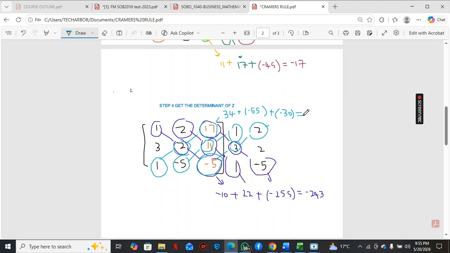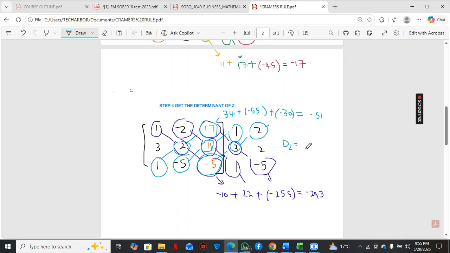So we're going to say 34 plus negative 55 plus negative 30, you get negative 51. Okay. Remember here, positive and negative make negative, so it's like 34 minus 55 minus 30. You get negative 51. Then dz, determinant for z.